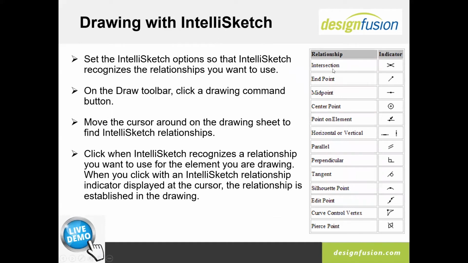Now, as I was saying with IntelliSketch, we'll be given indicators to let us know when we're close to that point. So if I'm drawing to an endpoint and I see this endpoint indicator, I click and I know it's going to snap to that endpoint. So for those old AutoCAD users, this is kind of like OSNAP, but what it does is allows me to recognize these key points and geometric relationships as I'm drawing rather than having to add them afterwards. So let's have a look at this.